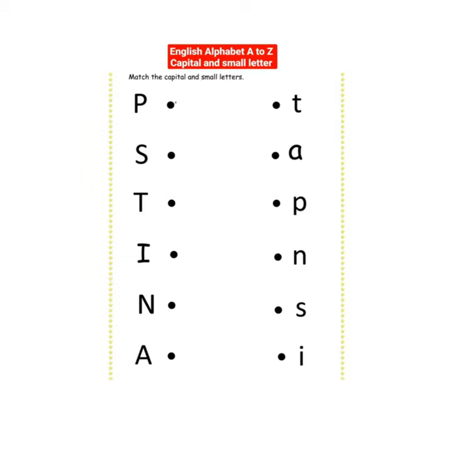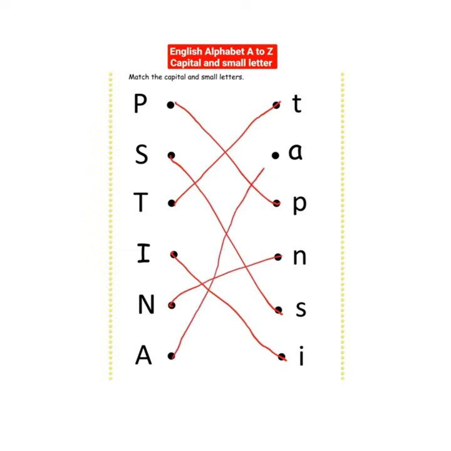Match the capital and small letters. Capital P, small p. Capital S, small s. Capital T, small t. Capital I, small i. Capital N, small n. Capital A, small a.